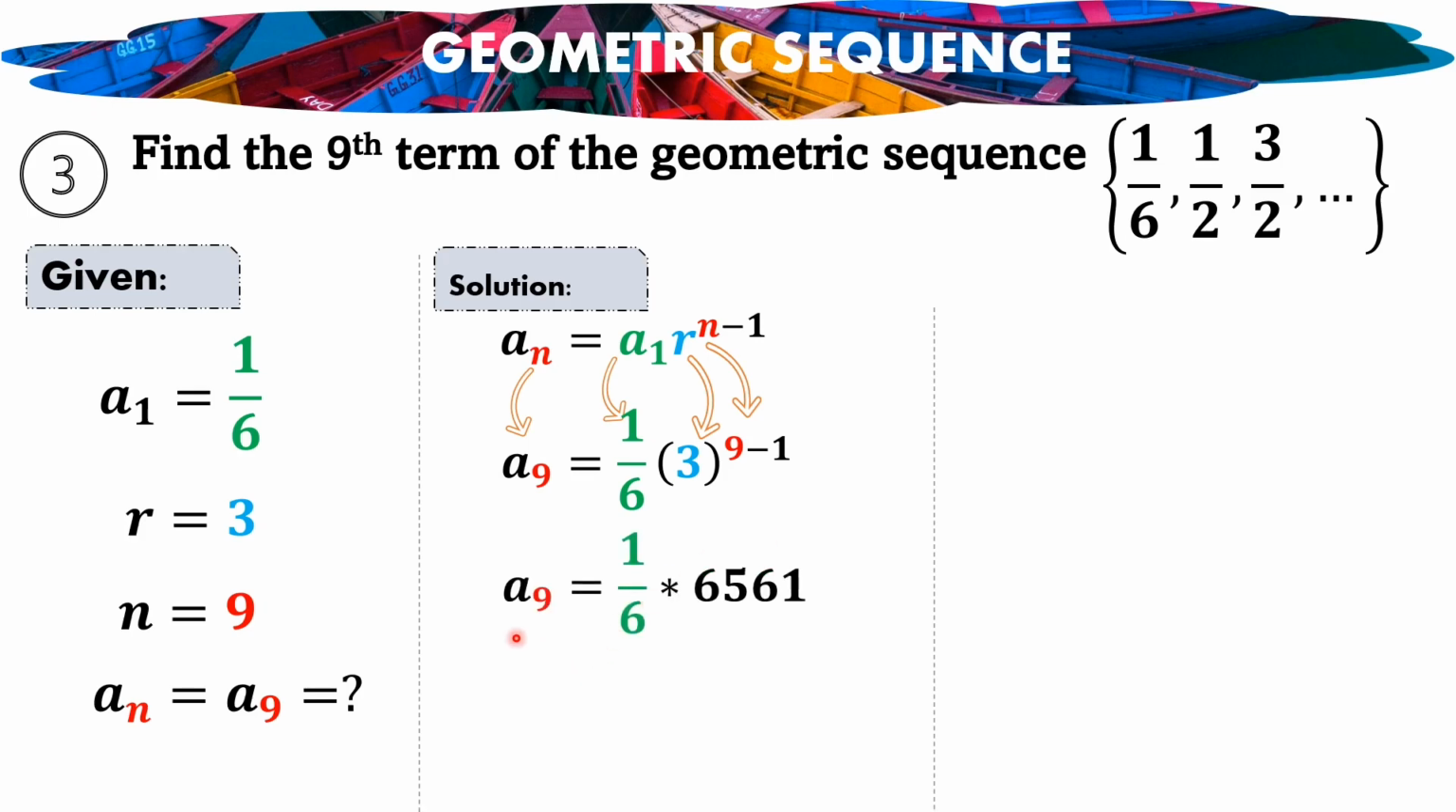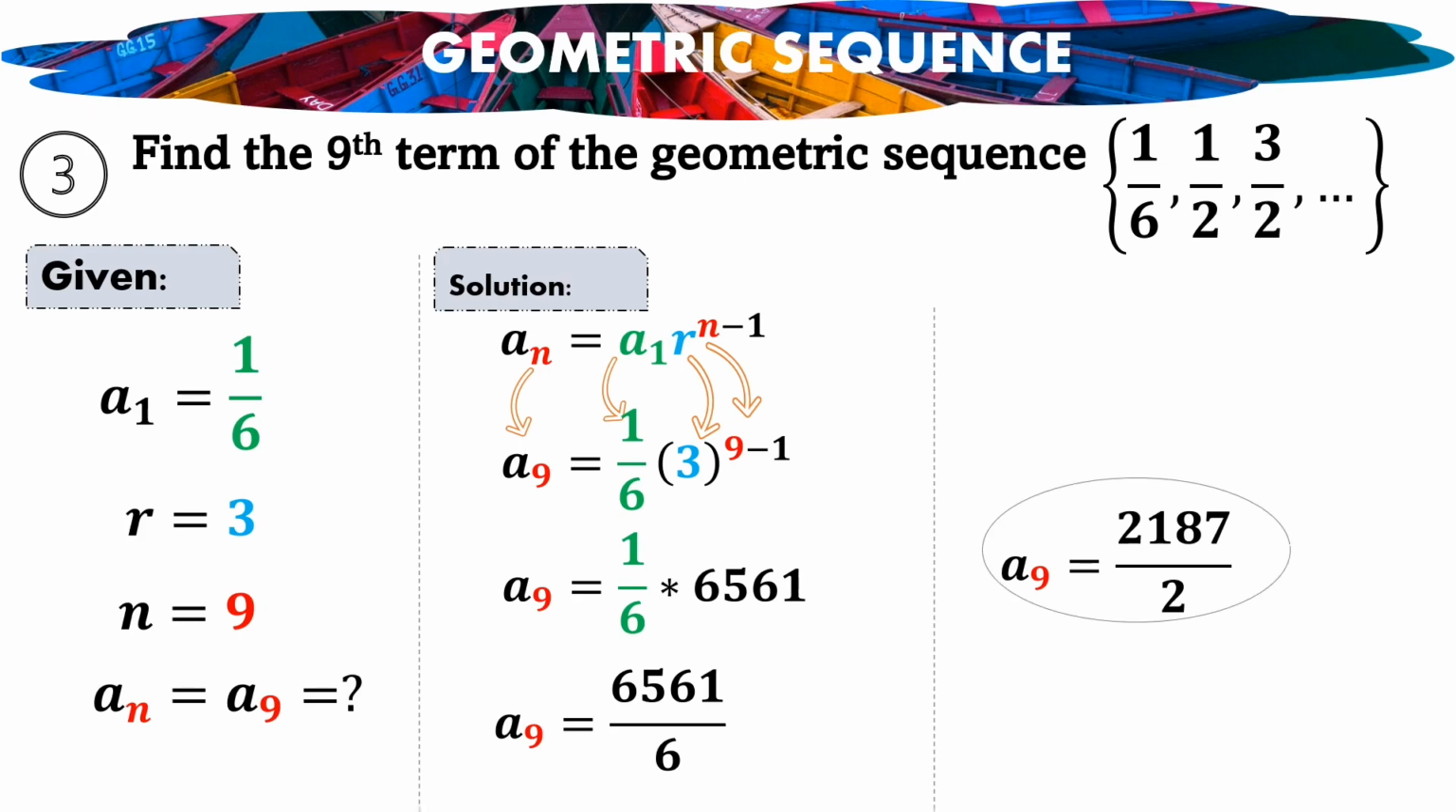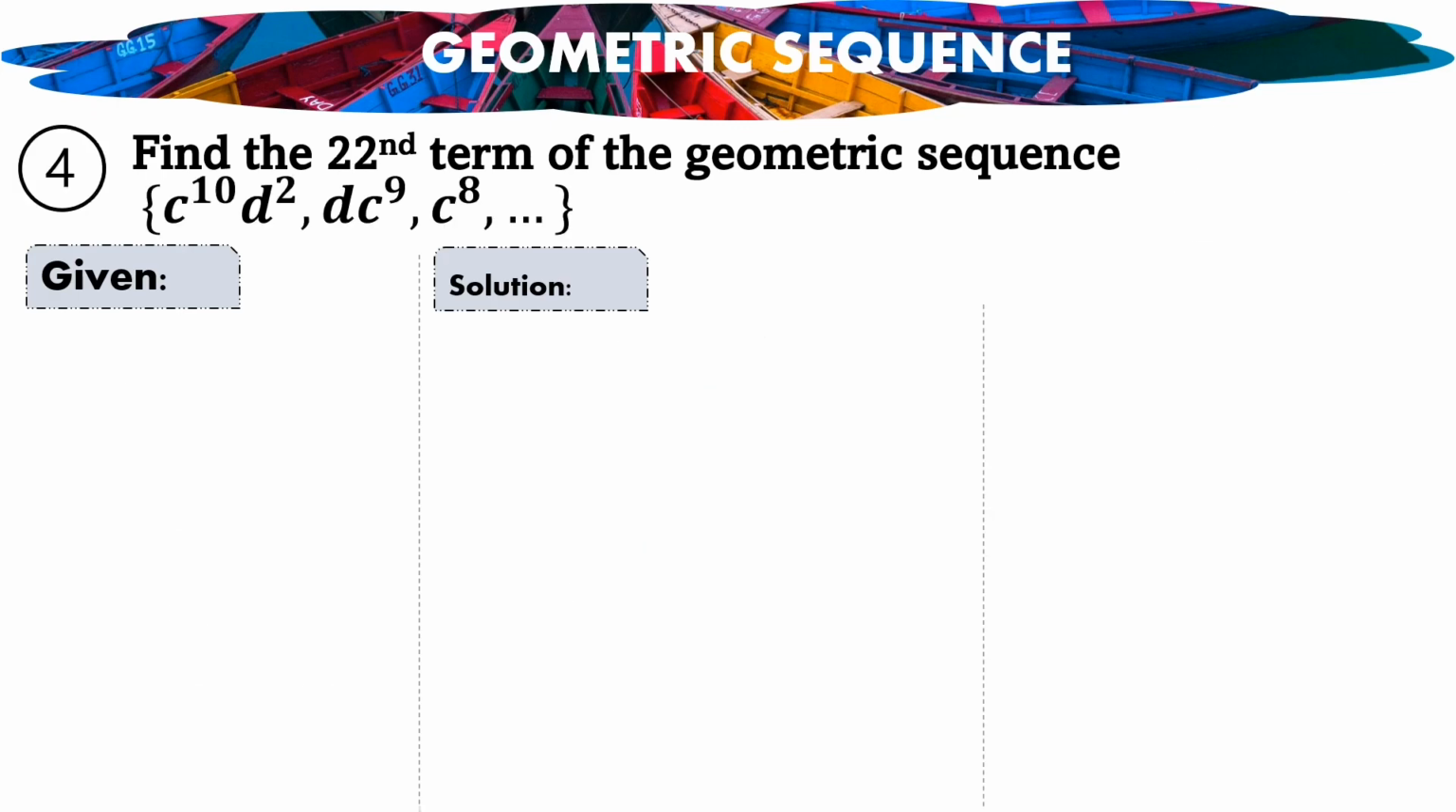So continuing, a sub 9 equals 1/6 times r, which is 3, raised to 8, which is 6,561. So performing the operation, 1 times 6,561 divided by 6 is equal to 2,187 over 2.